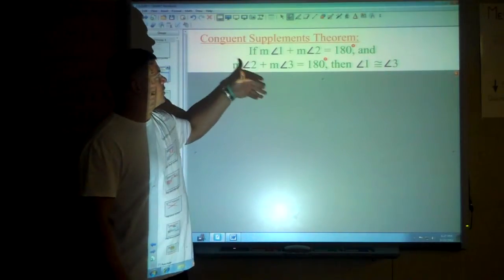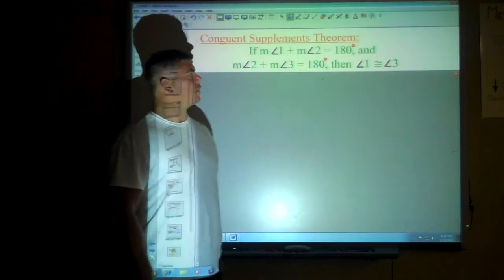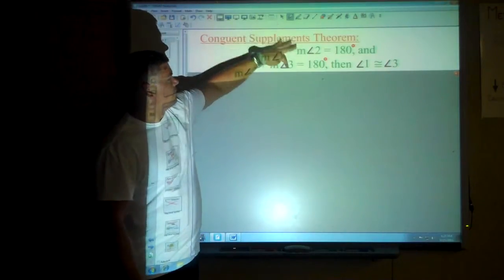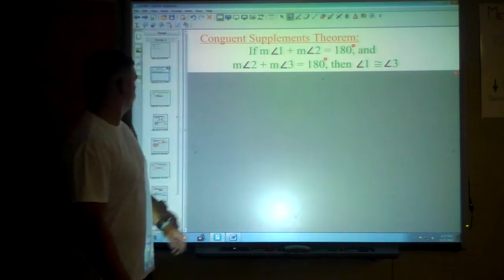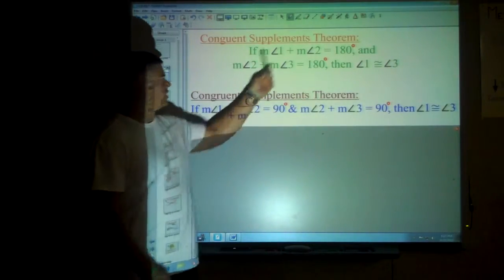In a way, it's very similar to transitive, but it's not that they're congruent. We're not saying angles 1 and 2 are congruent, we're now saying that they're supplementary. And this value cannot change, so that forces these two to be the same. Congruent supplements theorem. We have the congruent complements theorem, which is very similar.